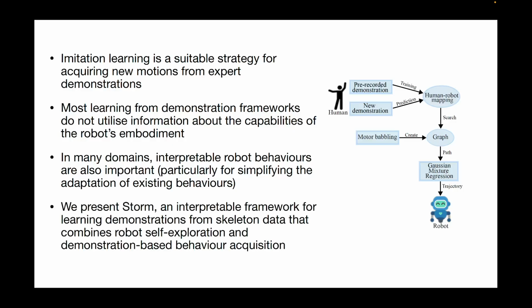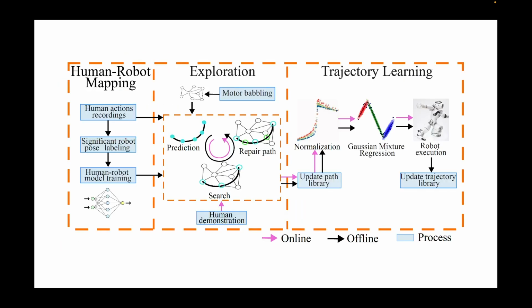In this work, we propose STORM, an interpretable graph-based learning from demonstration framework using skeleton data. STORM combines graph pre-training and subsequent demonstration-based adaptation for acquiring motions corresponding to different motion classes. This diagram illustrates the system architecture of STORM.